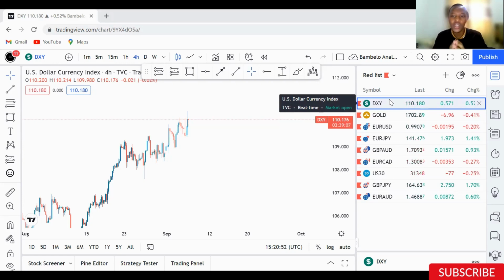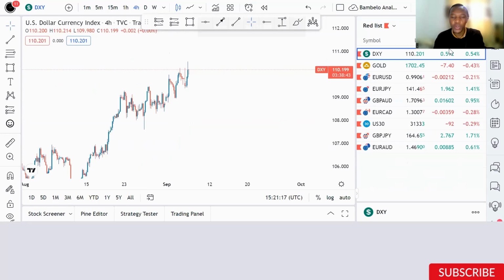I'm here already. So you'll realize that on my red list, I have pairs that I don't usually have, that you wouldn't find on my watch list. But I thought I should give you guys something that you can work with because of how clear some of the structures were on these pairs. So that's why I decided to include them, right? That's the core reason why I'll be having all these pairs, which are your gold, EURUSD, EURJPY, GBPAUD, EURCAD, US30, GBPAUD, right?